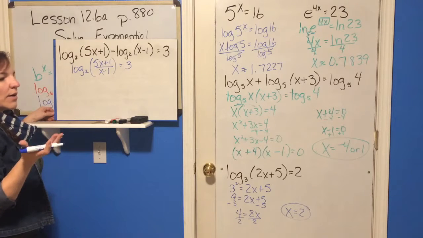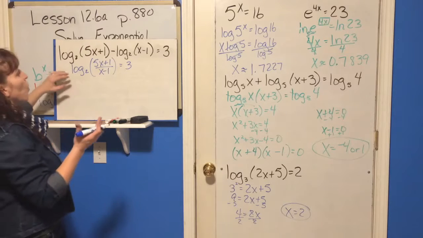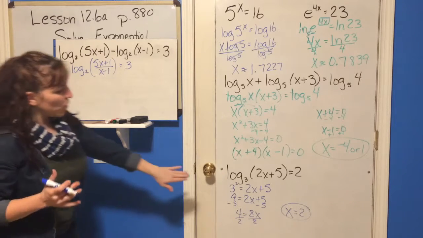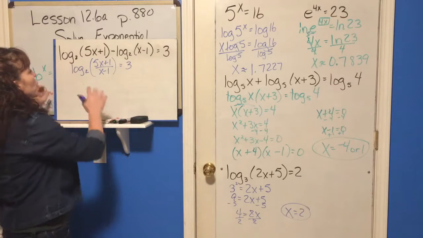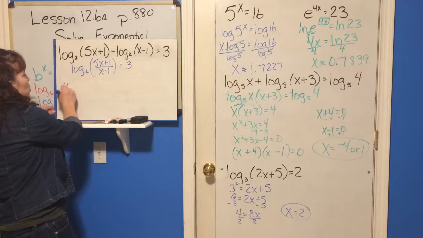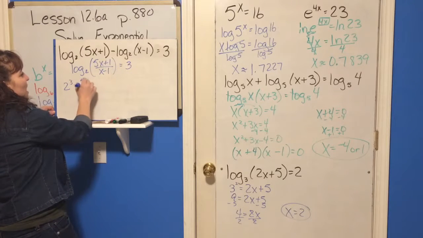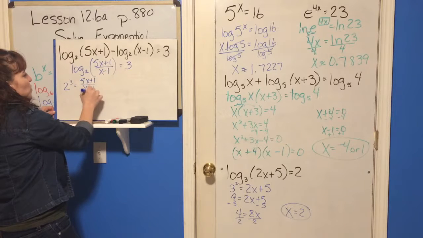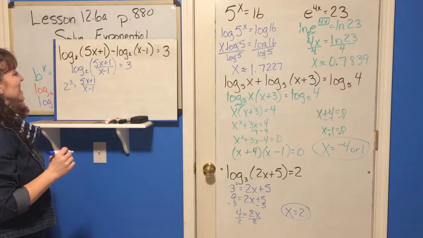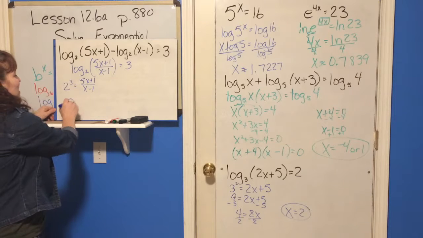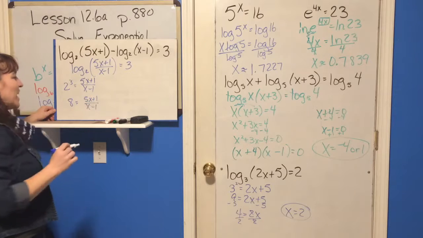Okay, so now how does this help us? What do we do? Well, this actually kind of looks like one of these, but it's just a little more complex. Let's see if we can get rid of the log this way. Can we say 2 cubed equals 5x plus 1 over x minus 1? We certainly can. And 2 cubed is 8. So now 8 equals 5x plus 1 over x minus 1.